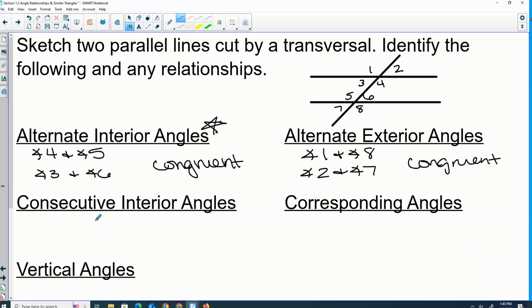Consecutive, so that means same side of the transversal, interior, inside the parallel lines. So that would be 3 and 5. What's the other one? 4 and 6. What's true about those measurements?